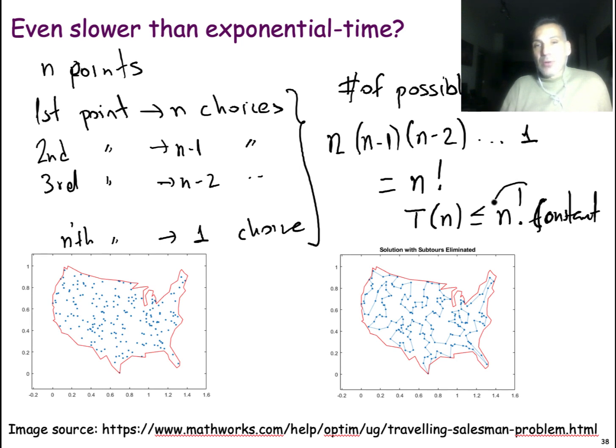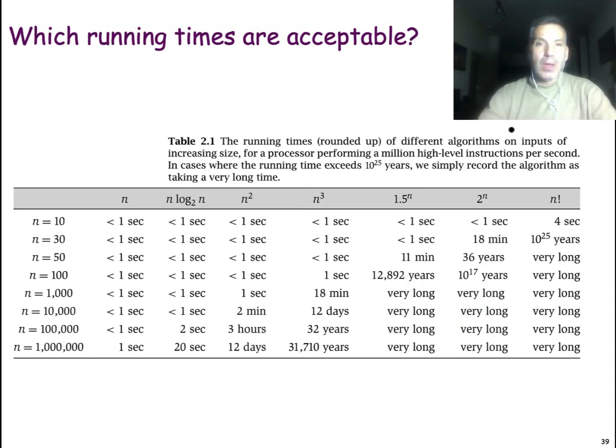Of course, n factorial, as you know, increases even faster than an exponential function of n. So I mentioned this as an example of an algorithm that would be what we call a super exponential running time algorithm. So now let's wrap up this lesson.